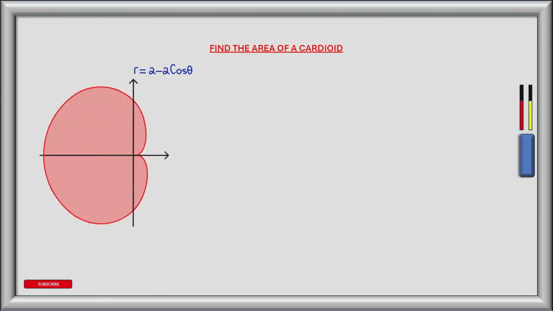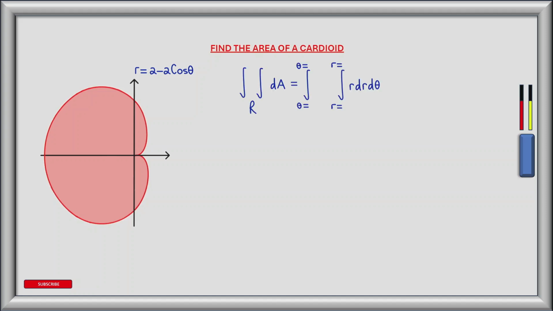Let's look at how we find the area of a polar region shaped like a cardioid. To do this, I've sketched the polar graph of r equals 2 minus 2 cos theta. We know that the area across a polar region is given by the double integral across the region of infinitesimally small slices of area dA.